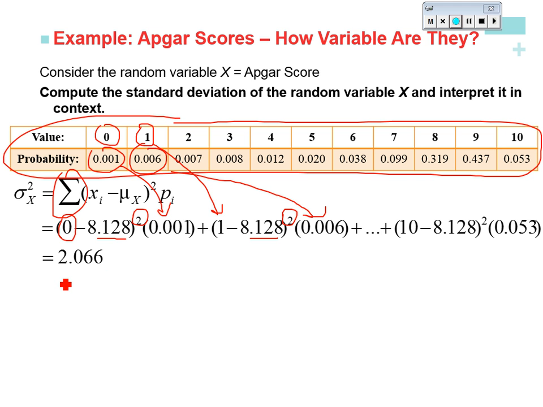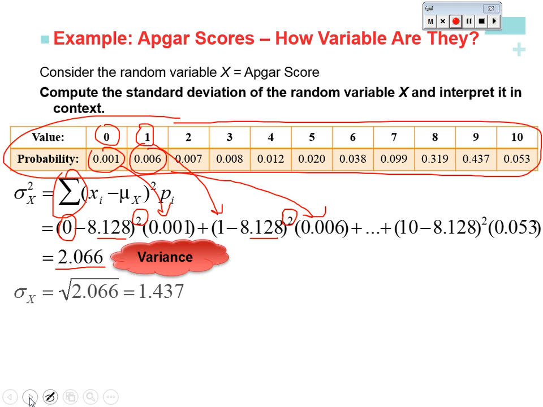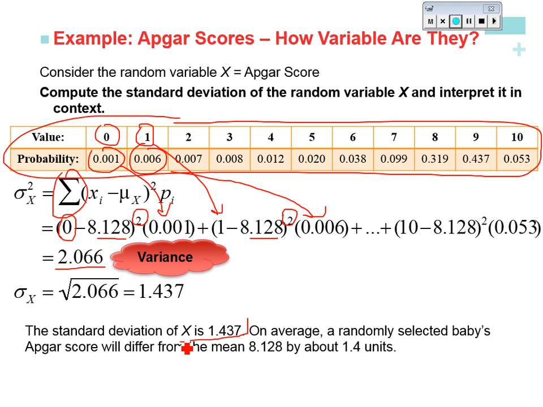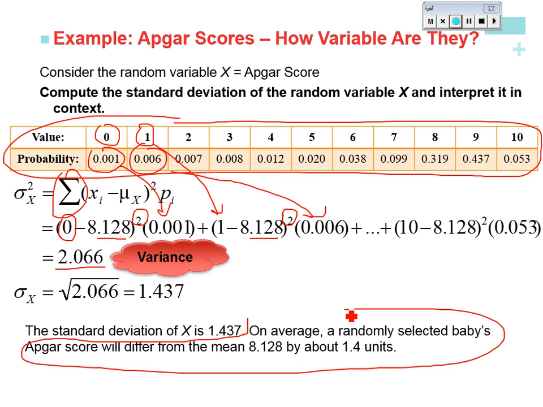And when I do that, this comes out to be roughly 2.066. That's the variance, and here's the standard deviation, 1.437. You have to take the square root of that at the end. So the interpretation would be that the standard deviation of x is 1.437. On average, a randomly selected baby's APGAR score will differ from the mean, 8.128, by about 1.4 units. That's the interpretation that we have for something like that.